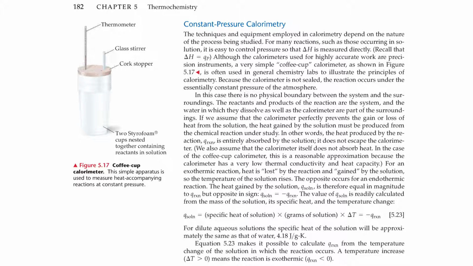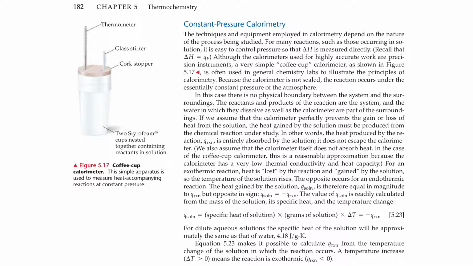In the case of the coffee cup calorimeter, this is a reasonable approximation because the calorimeter has a very low thermal conductivity and heat capacity. For an exothermic reaction, heat is lost by the reaction and gained by the solution, so the temperature of the solution rises. The opposite occurs for an endothermic reaction. The heat gained by the solution, heat of solution, is therefore equal in magnitude to heat of reaction, but opposite in sign. The heat of solution is equal to negative the heat of reaction.